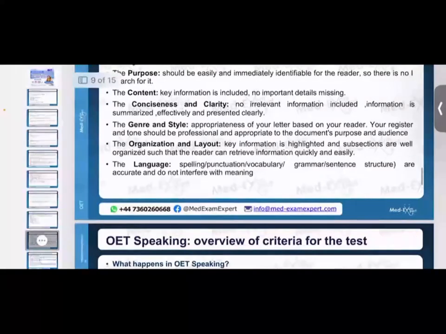And then there comes the language, which means spelling, punctuation, vocabulary. There must be no grammatical mistakes. Sentence formation should be very good.